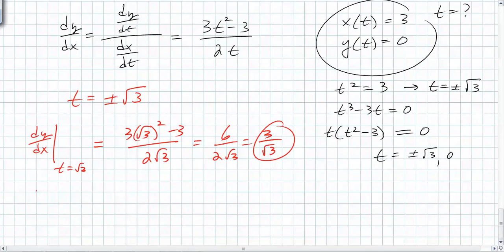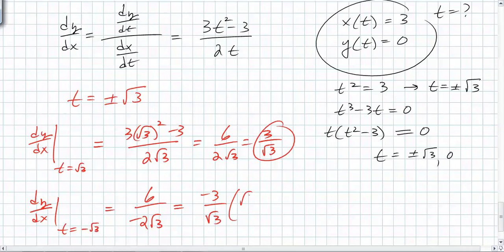You don't have to rationalize. And then, dy/dx when t is equal to negative root 3, what's that going to be? We can simplify it more. You can just leave it like that for now, and we'll go back in a second. Yes, that's correct. So what do you end up with? You're squaring a negative, but you end up with 6 over negative 2 root 3, which is just negative 3 over root 3. And yes, you can multiply by root 3 over root 3 to rationalize. And what do you end up with? Negative root 3.